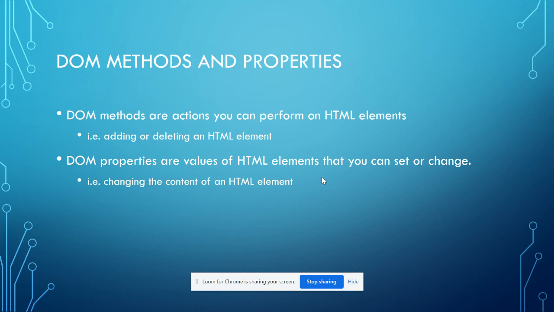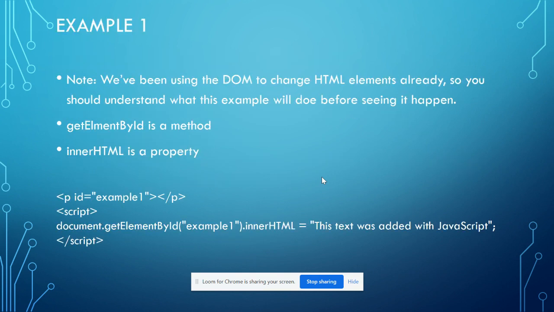DOM methods are actions you can perform on HTML elements, for example, adding or deleting an element. DOM properties are values of HTML elements that you can set or change. So you can change the content of the HTML element. You can also change just like the color of an HTML element as well.